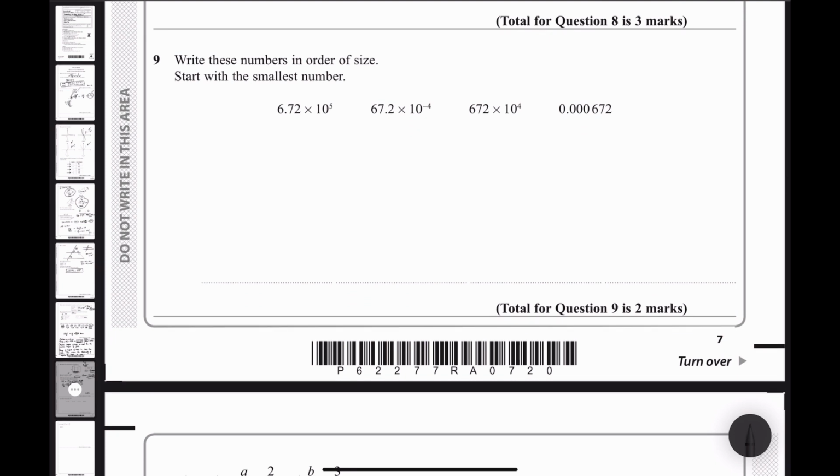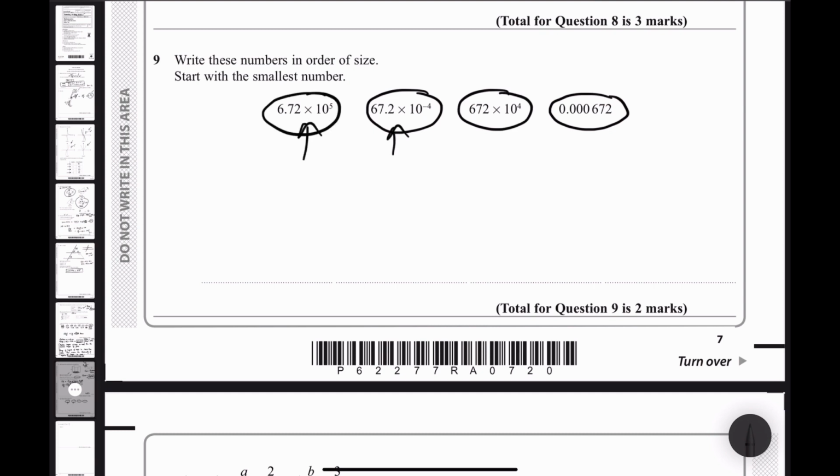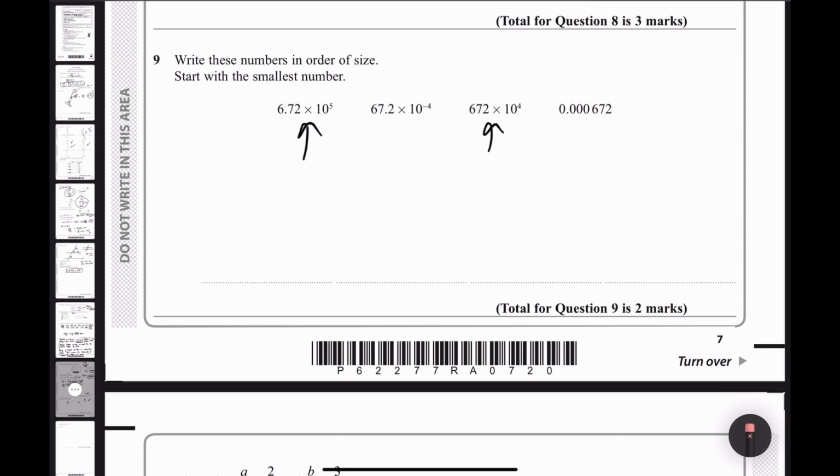In number 9 it says write these numbers in order of size from the smallest to the largest. So first of all, let's convert all of them into the ordinary form. This is the ordinary form and this is the standard form. These are the standard forms and this one is the ordinary form. So let's convert all of them into the ordinary form, then we'll compare them. But when we write down the answer, we have to write them in the exact same form as they are already written in the question. So let me just erase it.